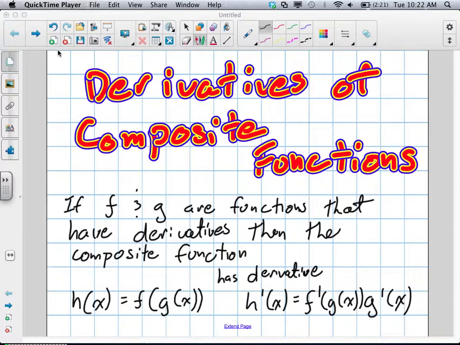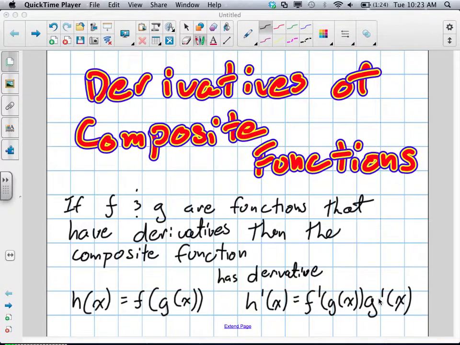All right, derivatives of a composite function. So I've written a little bit of a definition here because technically it needs to be written. If f and g are functions that have derivatives, then the composite function h at x, which is made up of the function g at x inside the function f, the derivative of that function, so h prime x, would be the derivative of the outside function, which is our function f, with the original function g inside of it, multiplied by the derivative of function g.